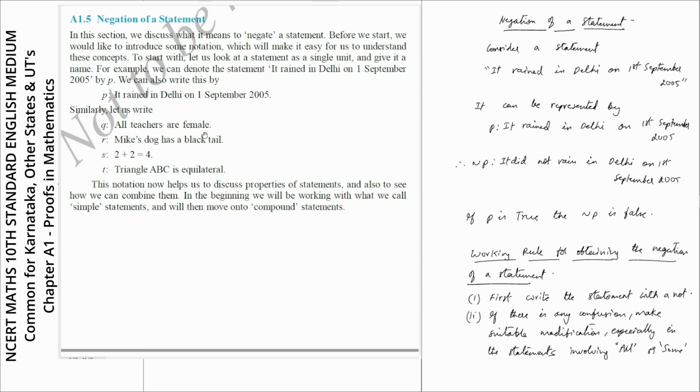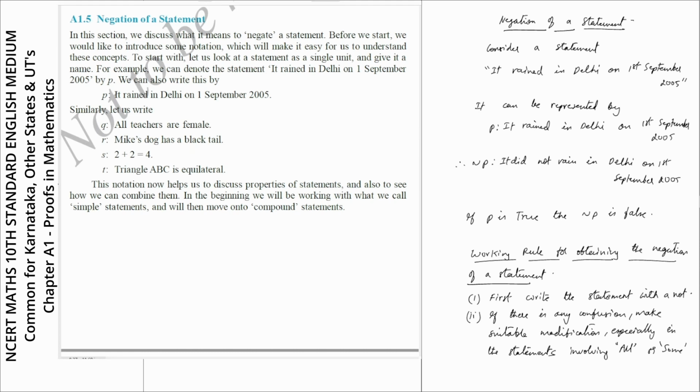Similarly, all teachers are female. This is a statement. This can be represented by a letter, in this case by the letter Q. Q colon, all teachers are female. Now, Mike's dog has a black tail. This is a statement, represented by the letter R and a colon, like this. So like this, any mathematical statement can be represented by an alphabet and a colon. You can choose any alphabet. That's not an issue.